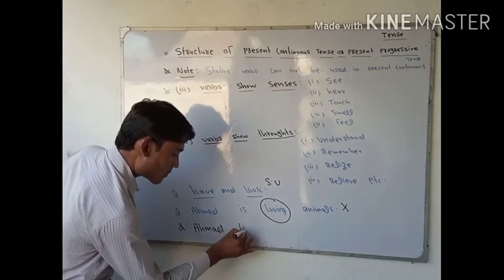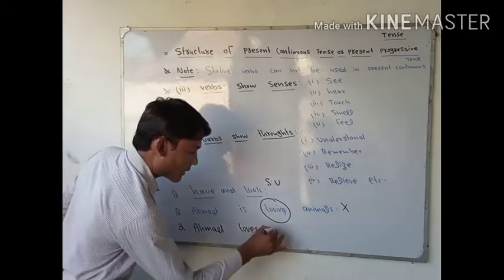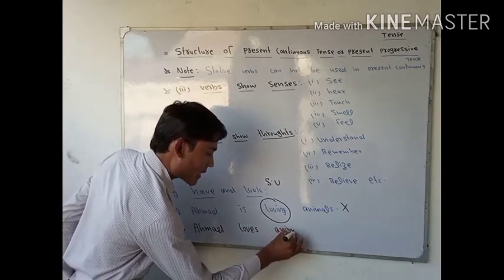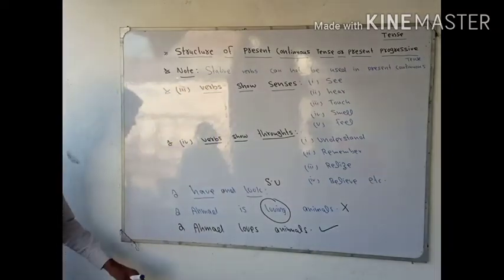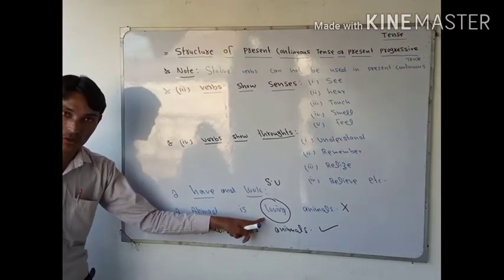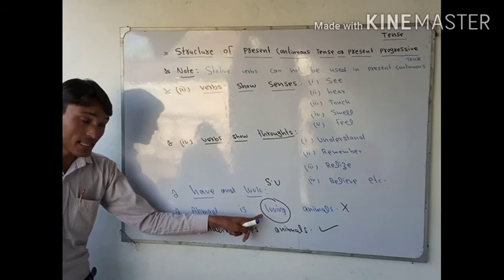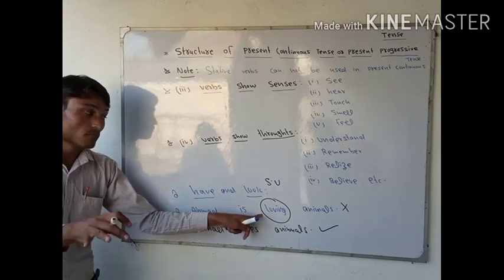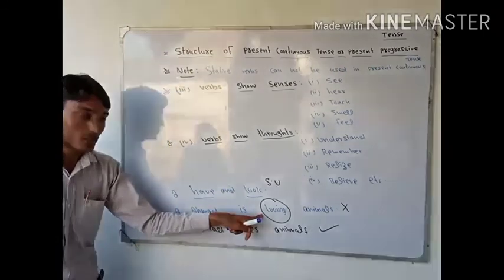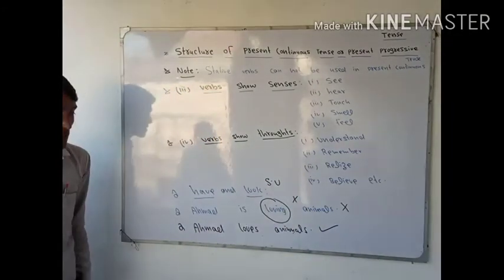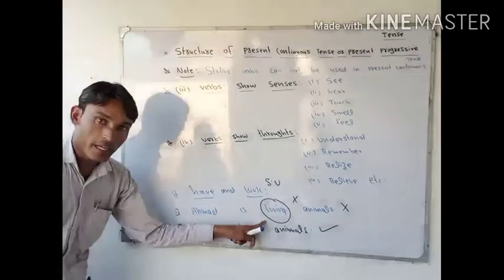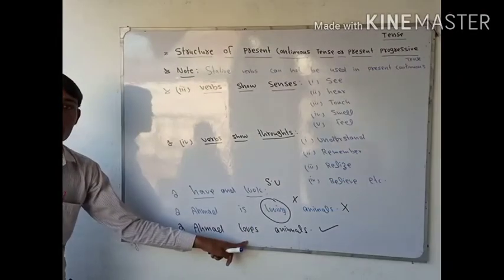In the simple present tense, we can say, Ahmad loves animals. Then it's correct. If we want to use loving, it's wrong, because in this case it does not show any action. So a stative verb cannot be used in the present continuous tense. Stative verbs can be used in the simple present tense.